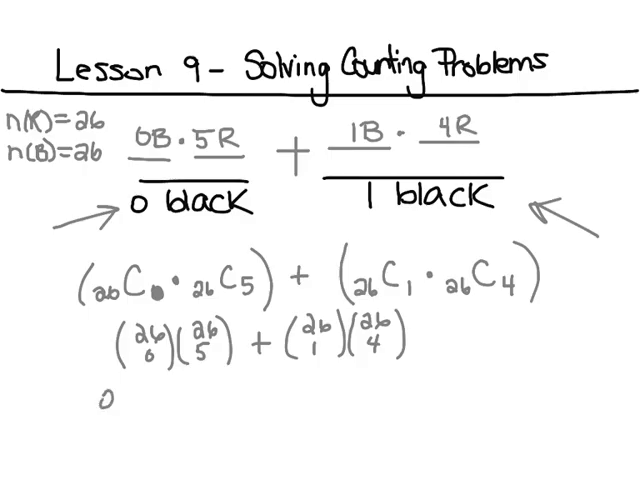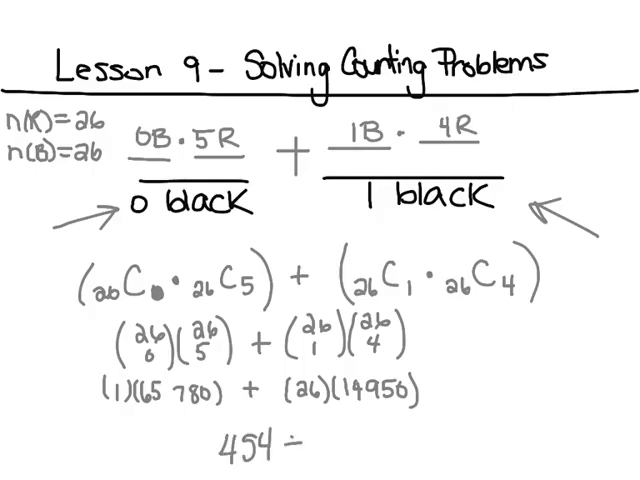This is also the same, once you've typed it into your calculator, as 26 times 14,950 plus 1 times 65,780. And I wrote this backwards. Altogether, you should get 454,480. So there's so many different card possibilities. That is why gambling is too difficult for you.